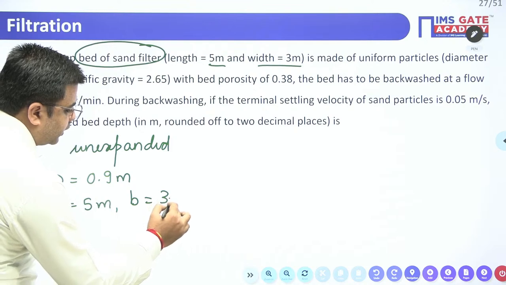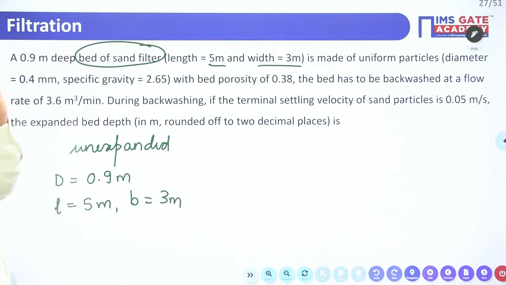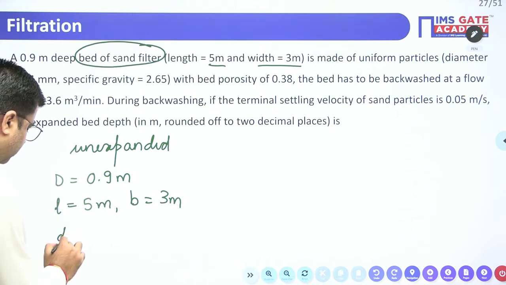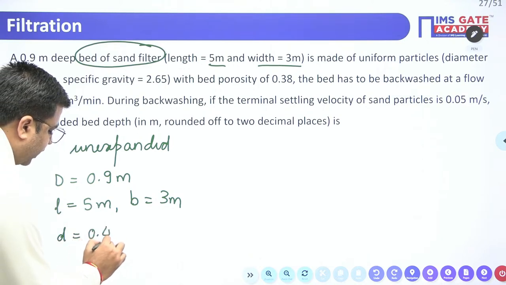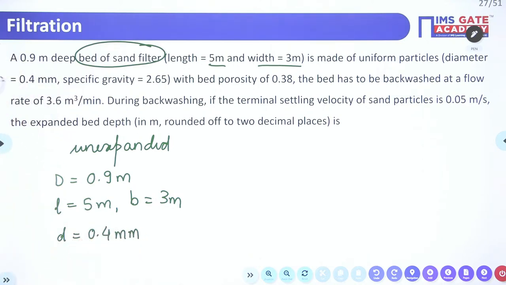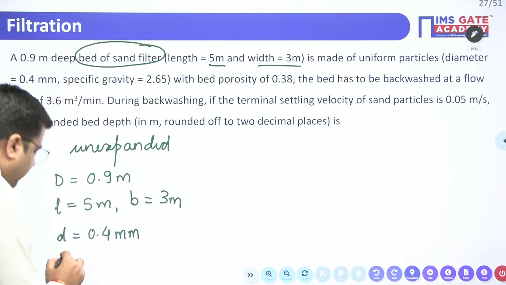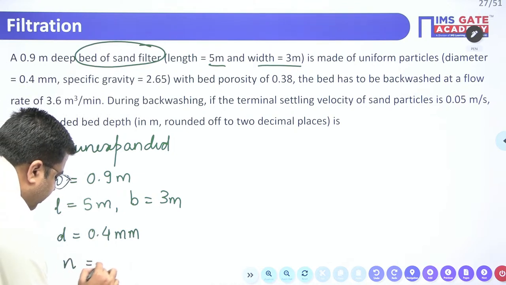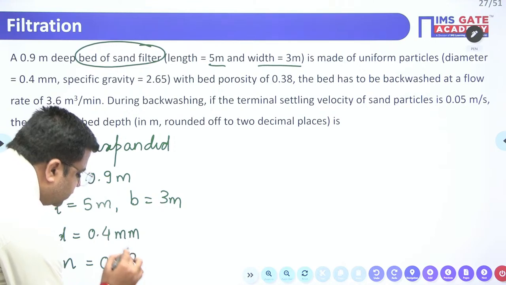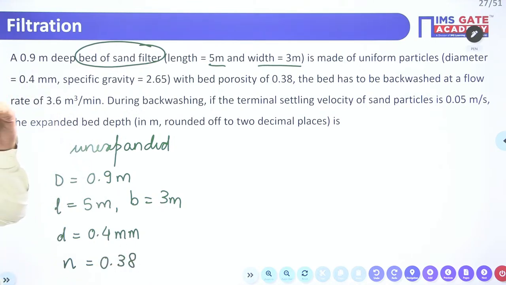3 meter. Okay. Then the question says that it is made of uniform particles of diameter 0.4 mm. So the size of the particle is also given as 0.4 mm. Further, the specific gravity is 2.65 and bed porosity is 0.38. So we are given the porosity of the unexpanded bed as 0.38. The bed has to be backwashed at a flow rate of 3.6 meter cube per minute.